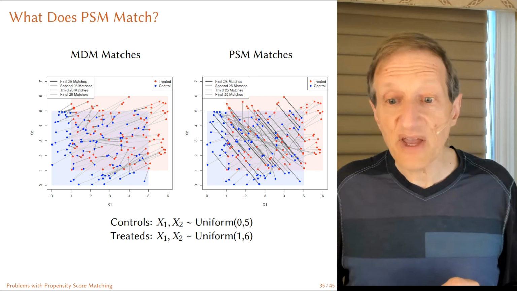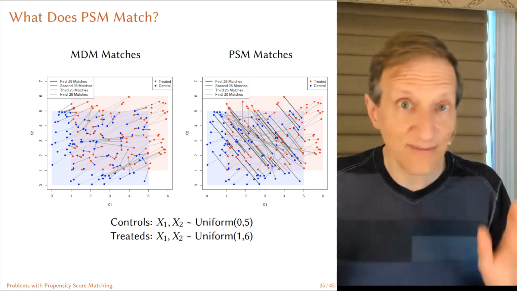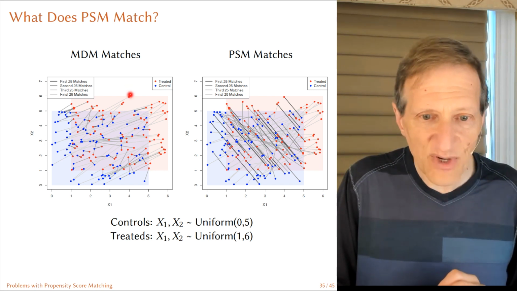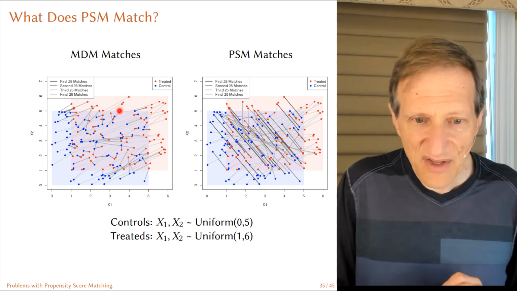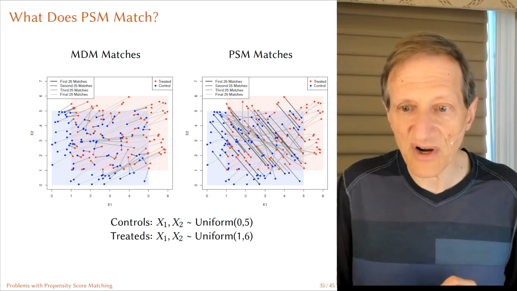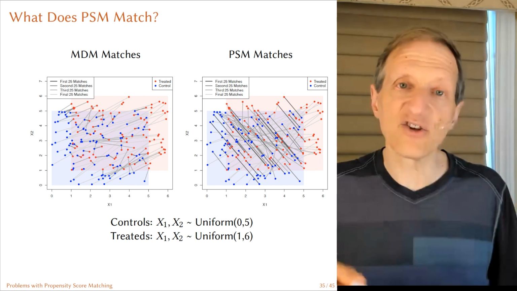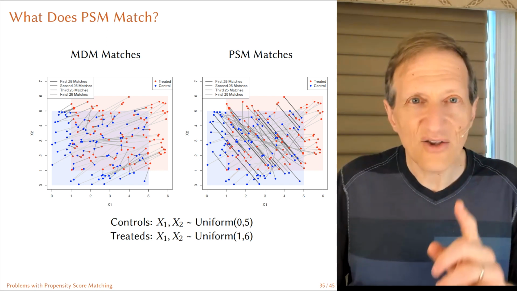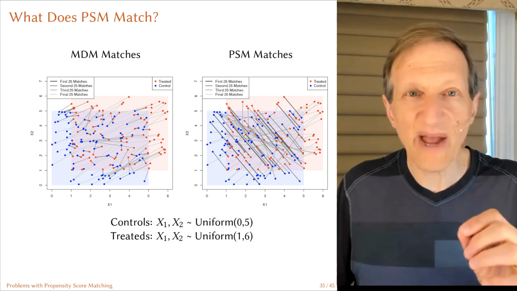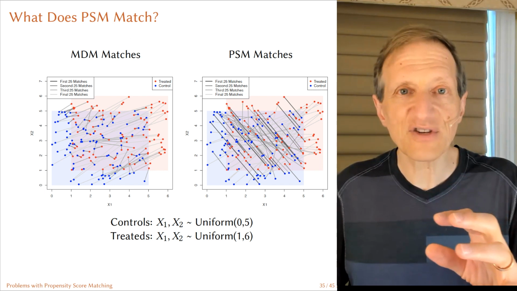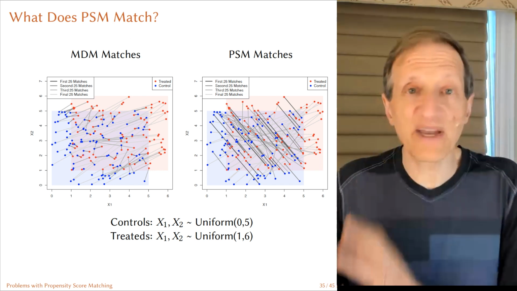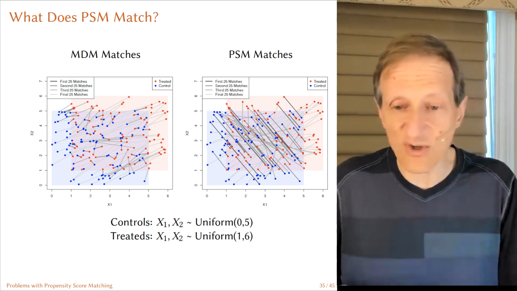In this graph, we're using the same points, not the same data generation process, but exactly the same points, right? You see, like, this point is here, these two points are here. But instead of using Mahalanobis distance, we're using propensity score matching. And here you can see that propensity score matching, because it does the matches in a completely different space, the space of the propensity score, it doesn't get what's going on here.